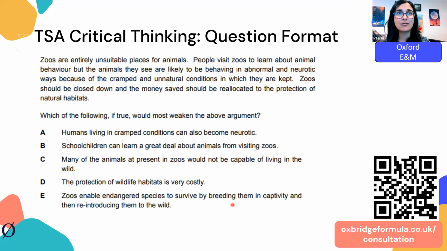Okay, critical thinking, right, 108 seconds to answer this. We won't read it out for you because the whole point is to read everything. So have a go now. I'll put the timer on.